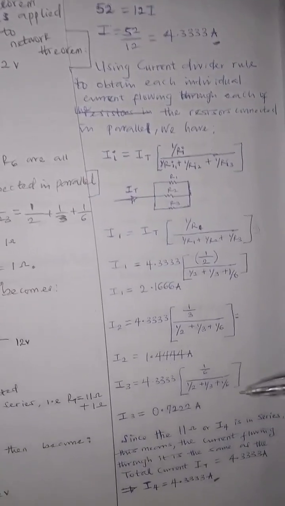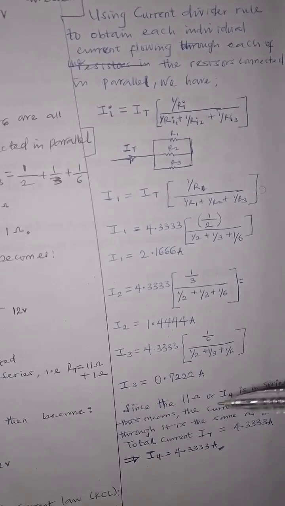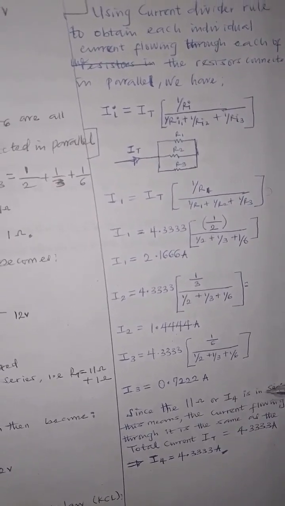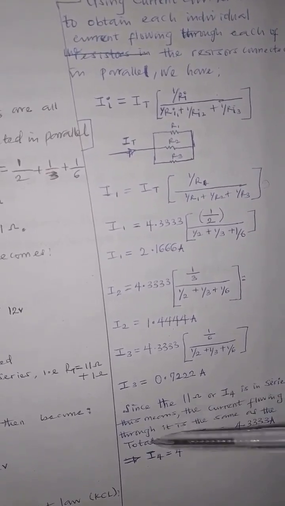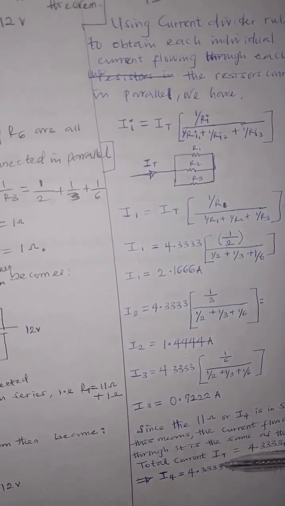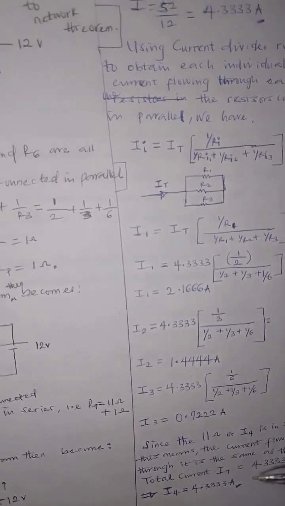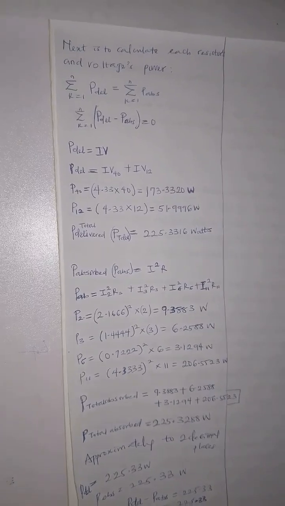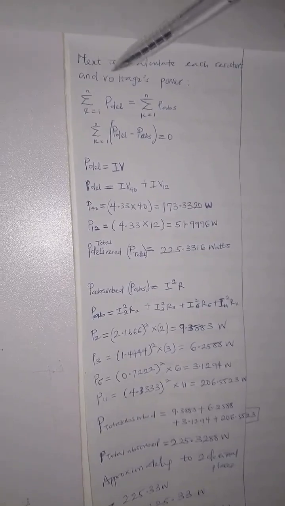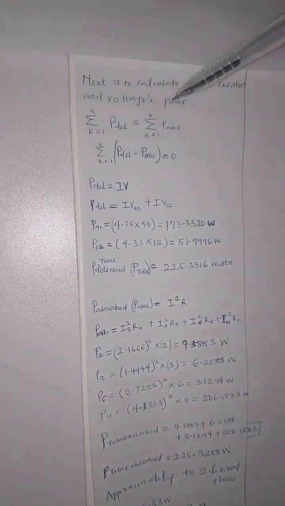So now let's move on, and let's be fast because I don't intend on making this video long. Since the 11 ohm resistor of I4 is in series, this means the current flowing through it is the same as the total current. So therefore, I4 equals 4.33. Now we calculate each resistor's voltage and individual power.